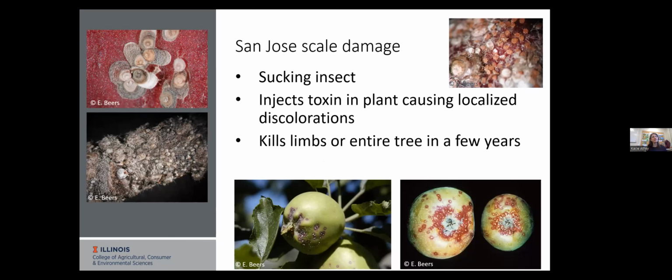They are a sucking insect. They inject a toxin that damages the tree. So they're a pest. Most of the other things I've talked about are really a problem for the fruit. This thing is damaging the tree and the fruit. And if left unchecked, this pest can actually kill limbs or an entire tree in a few years. And you can see pictures down at the bottom too of the scales actually on the fruit.